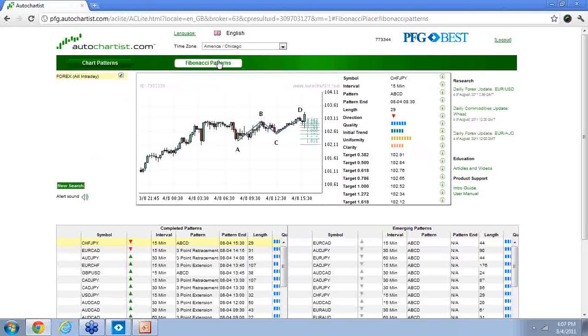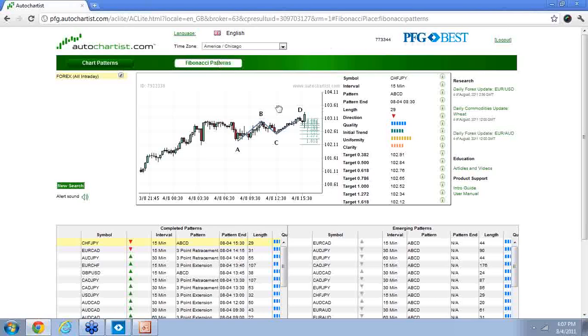Okay, and this is not Elliott Wave. A lot of people think it's Elliott Wave, but it's not. It is the Fibonacci analysis, meaning we're looking for ABCD patterns, which are really the basic patterns that we see with Fibonacci analysis, and we're looking for retracements and projections and extensions using the Fibonacci ratios.